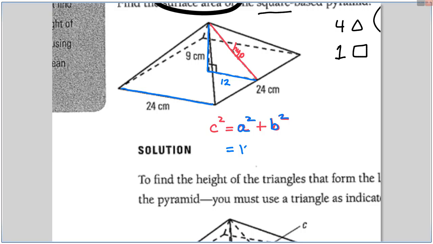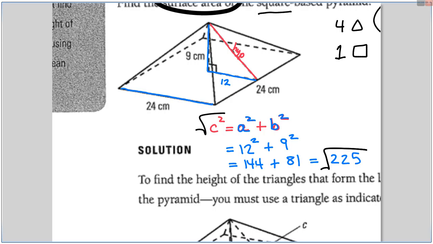Nice. So 12 squared and 9 squared, 144 and 81. What's that number? 144 and 81? 225. And then what do you always do at the end of Pythagorean theorem? Square root it. Do you remember that kind of stuff? This is done in junior high. It's done in 10-3, so you guys should know this. Square root both sides, and you get 15. So 15 is the length of the hypotenuse.